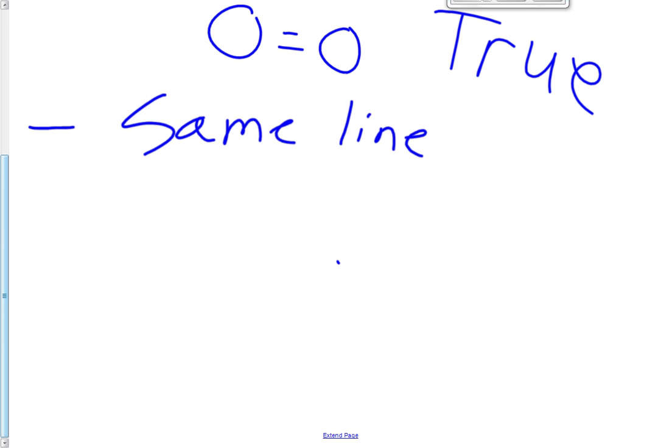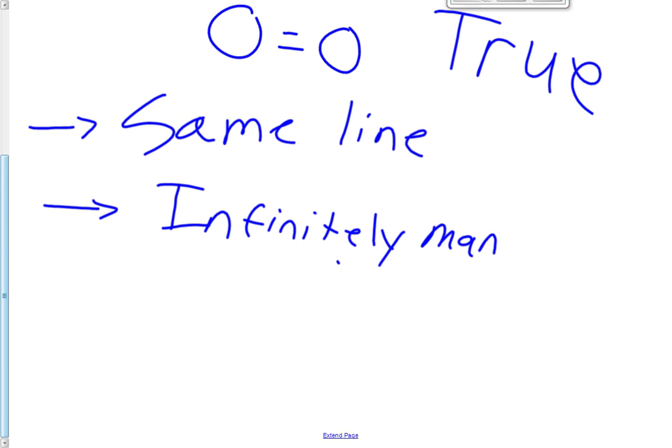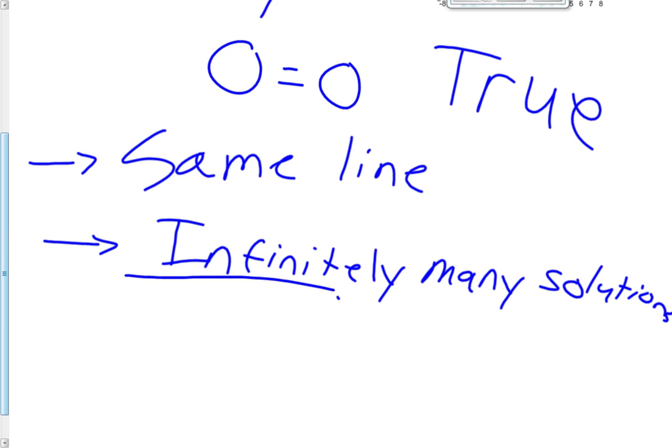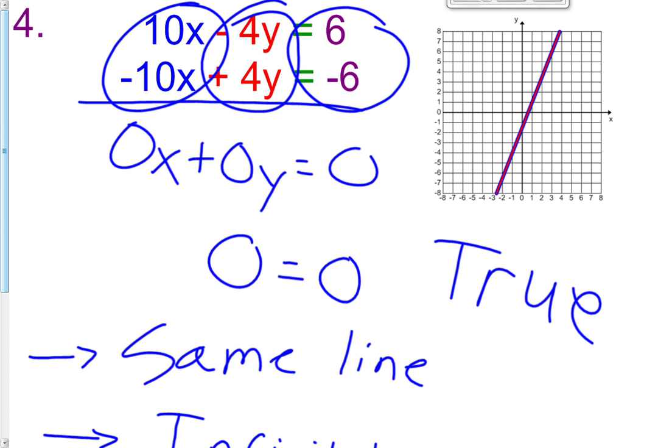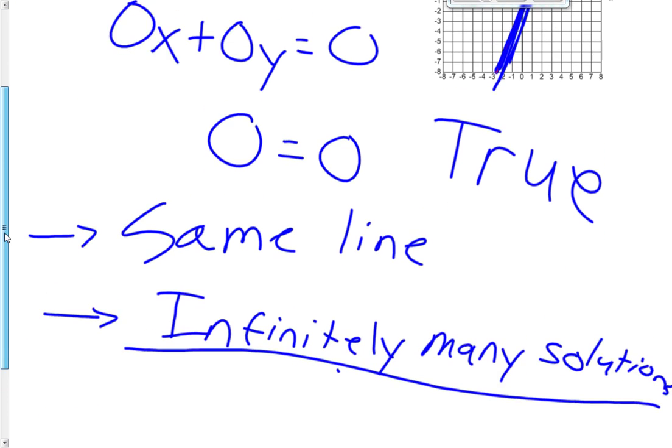When the lines are the same, the answer for the solution is there are infinitely many. There is an infinite number of solutions because they are the exact same line. So what is the solution? There's infinitely many of them. If you graph this line and if you graph this line, they're both the exact same line of this one right here. So infinitely many solutions for problem number 4.